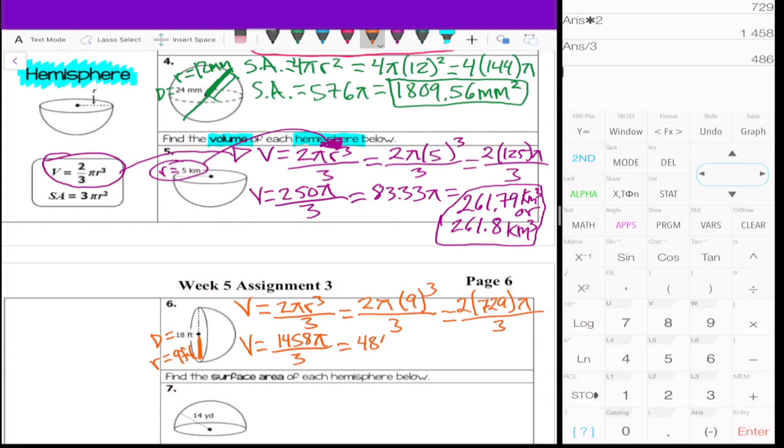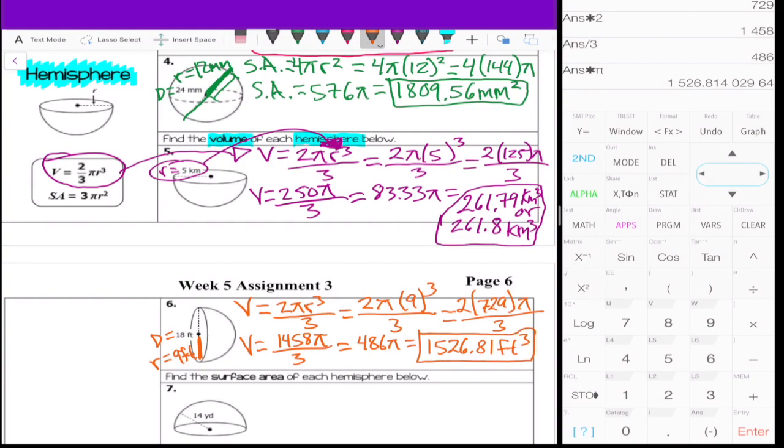So we still have the pi. Now we're going to multiply it. Now 486 times pi is, let's see, 1526.81. So 1526.81, and then that is my volume. So the units is feet cubed. Feet cubed. All right, box your answer or square. Be more precise.